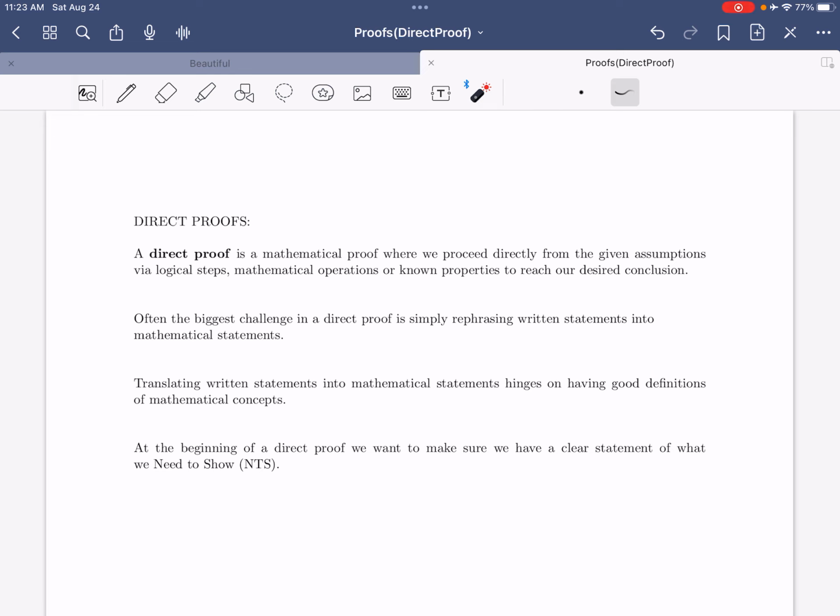Translating written statements into mathematical statements hinges on having good definitions of mathematical concepts. And this really shows how this idea of a proof technique can be applied in lots of different math courses. You might be looking at this series of videos in relation to, say, a Calculus 2 class, a discrete mathematics course, or a differential equations or linear algebra course. What we're talking about here with mathematical proofs applies to any branch of mathematics.